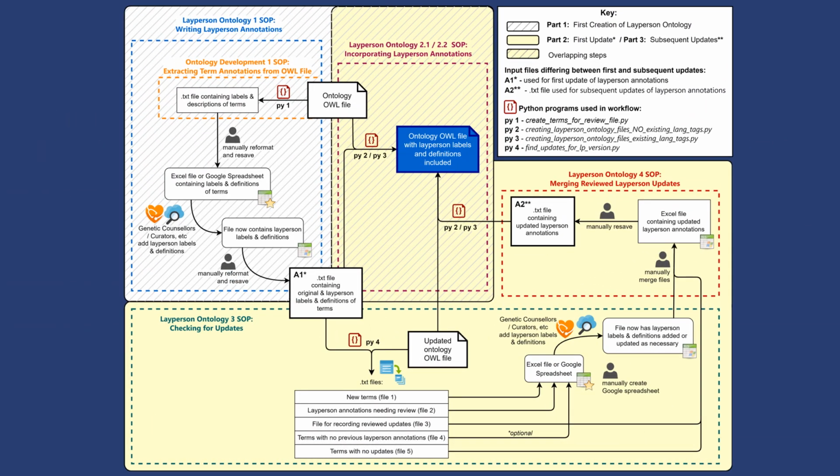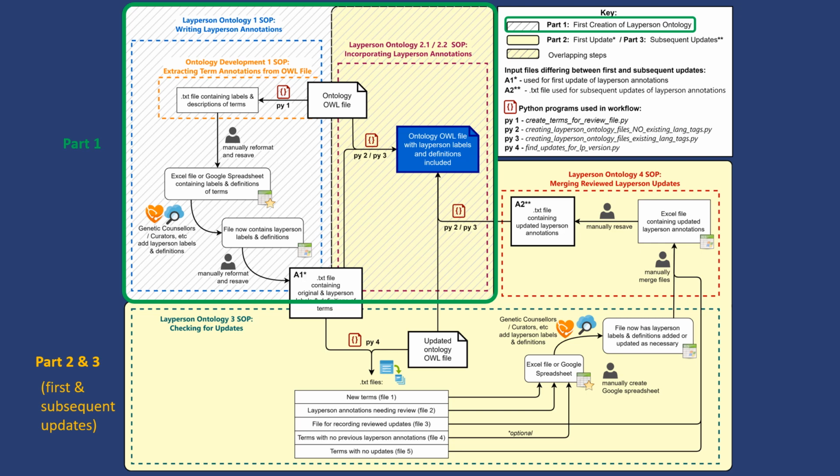The workflow involves 3 main parts. Part 1 being performed when creating a layperson translation for an ontology for the first time, and Part 2 and 3, shown by the yellow portion, are performed for the first and subsequent updates of layperson annotations, respectively, with a few minor differences with regards to the input files used. The orange block indicates steps in the process that are common for all 3 parts.